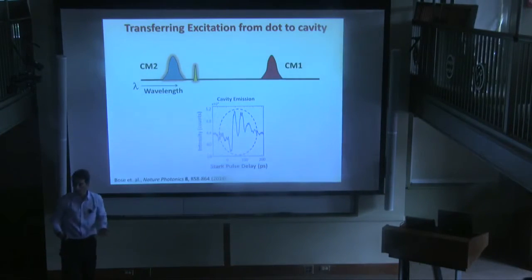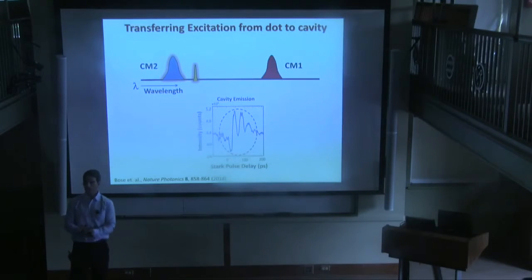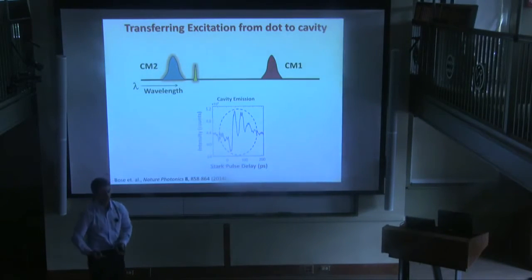How would I demonstrate coherence? Well, the ideal way to do it is I would basically put the dot on resonance with the cavity, and then I would increase the amount of time that the dot is allowed to interact with the cavity, and what I should see is that the excitation goes from the dot to the cavity, back to the dot, back to the cavity. I should see these Rabi oscillations.